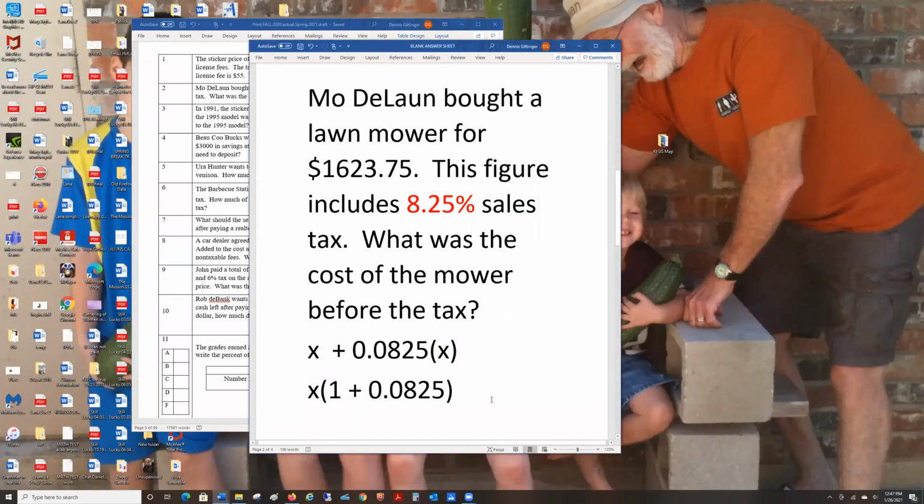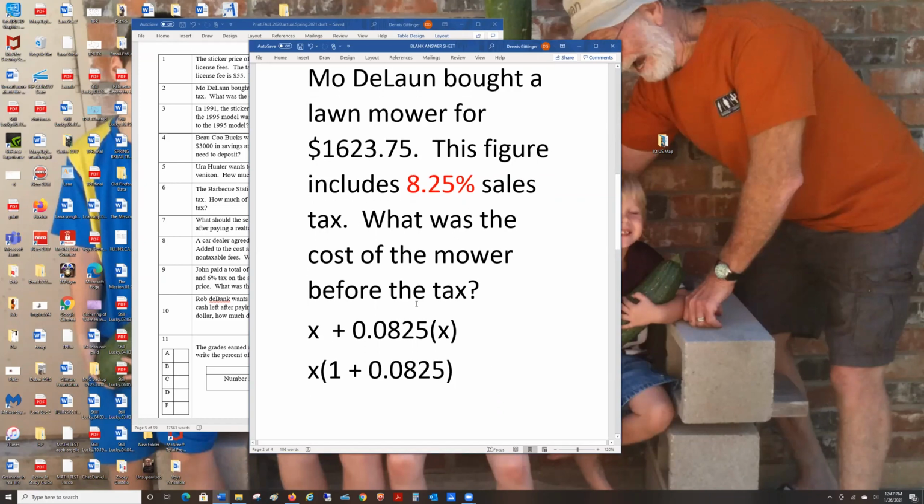All right, if you were going to use algebra to solve this problem, you would realize that we don't know the cost of the lawnmower before tax. So I'm going to call it X. I have no idea what it is. And what happens to X is it gets multiplied by 0.0825. Now the first zero is optional. That's the same thing as .0825. I put that zero there because it calls your attention to the decimal point.